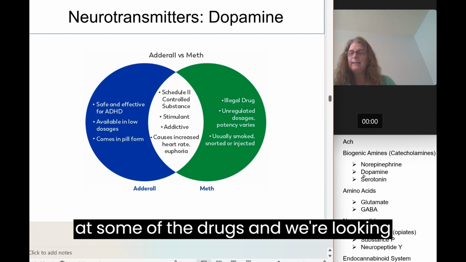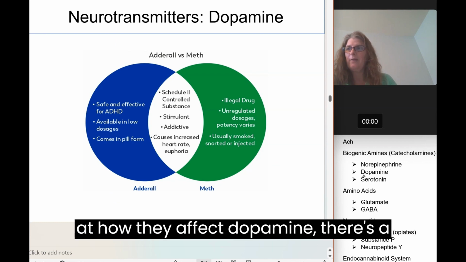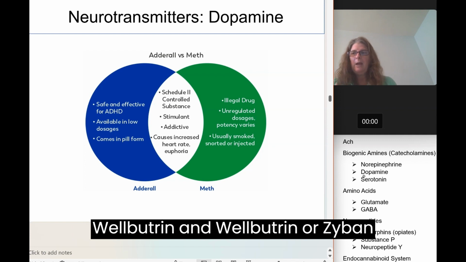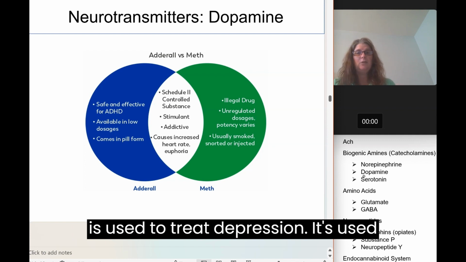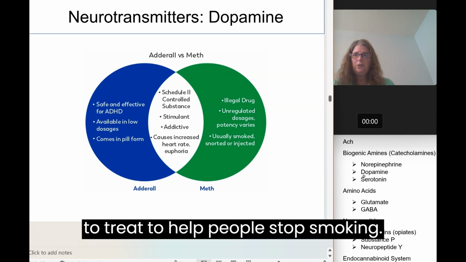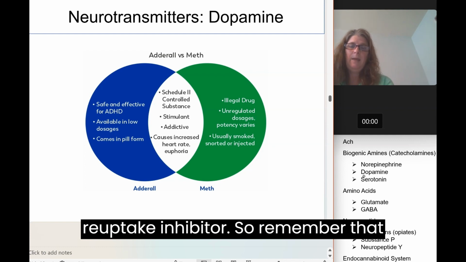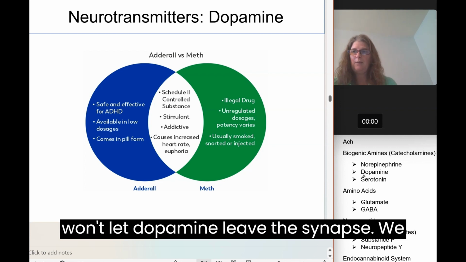So when we're looking at some of the drugs and we're looking at how they affect dopamine, there's a few in your notes. So you have Wellbutrin, and Wellbutrin or Zyban is used to treat depression. It's used to help people stop smoking. And so that one is a dopamine reuptake inhibitor. So remember, that won't let dopamine leave the synapse.